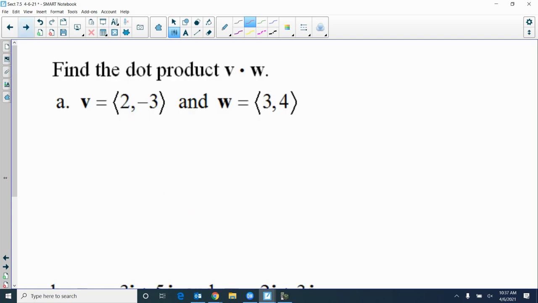All right, so find the dot product for this one here: 2, negative 3, and 3, 4. So the dot product, V dot W, equals 2 times 3 plus negative 3 times 4. That's 6 plus negative 12, which is negative 6. Okay, that's going to be your dot product.